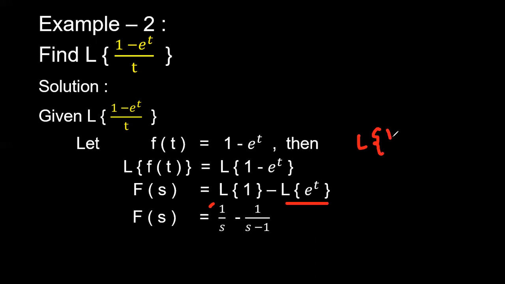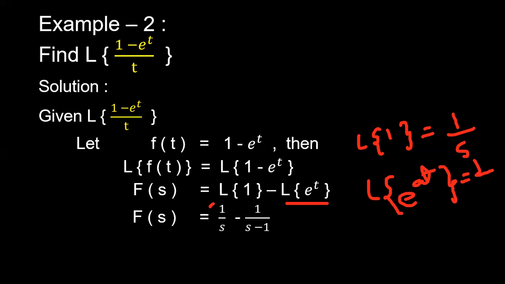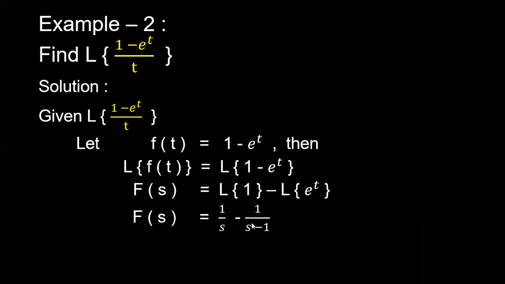You have to remember these basic formulas; every time I can't represent the formulas for each and every problem. Laplace transform of 1 is nothing but 1 by s. The Laplace transform of e power at is nothing but 1 by s minus a. So in place of a, we'll have the value 1 here, 1 into t. So that's why 1 by s minus 1. Right, so this is your f of s function.